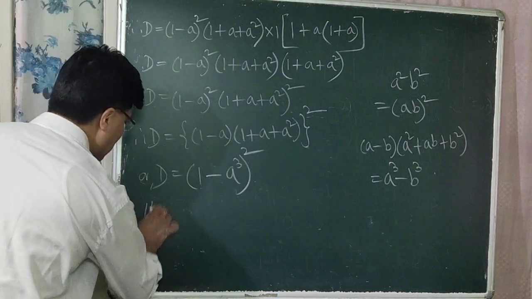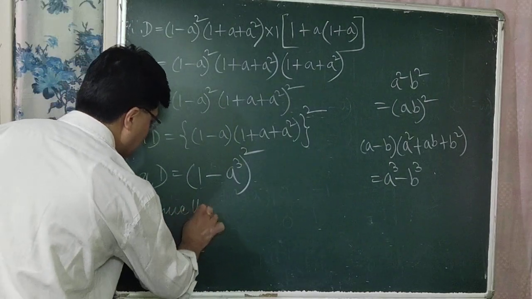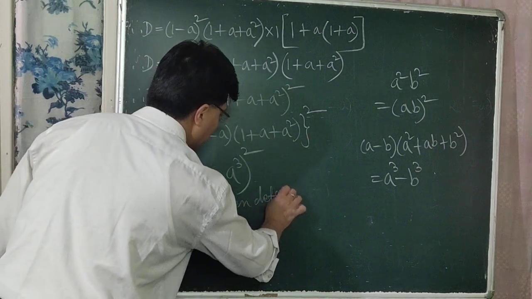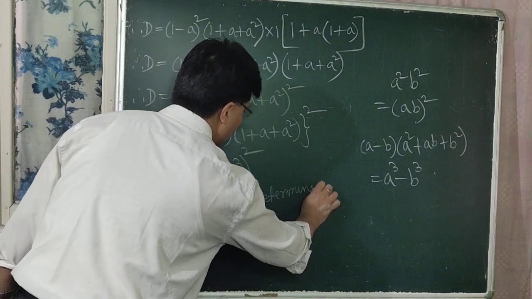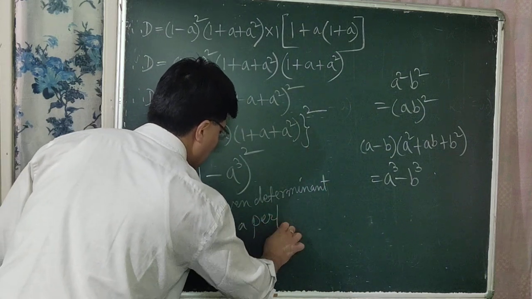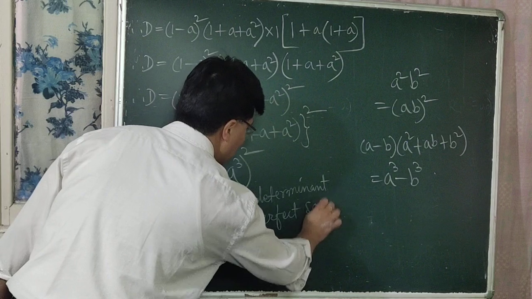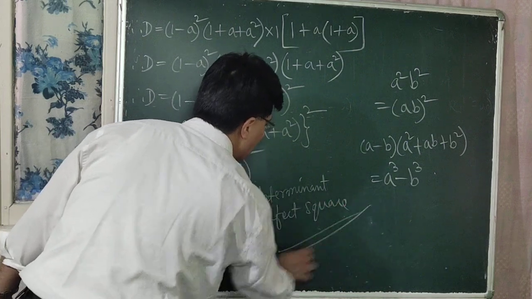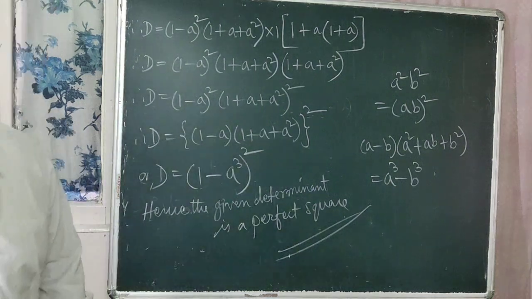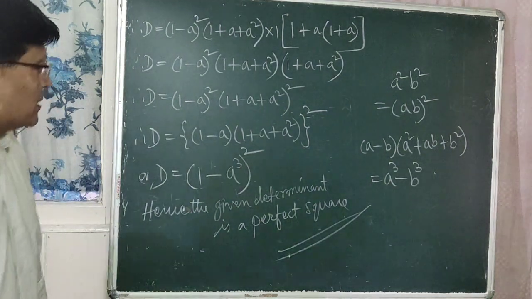Then we write the answer. Hence, the given determinant is a perfect square. So it is proved. Okay, you have understood it? So you can copy it. Copy it.